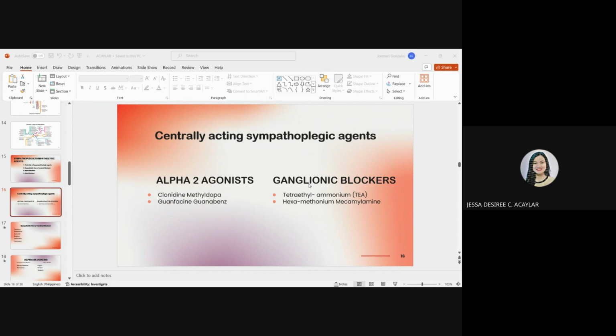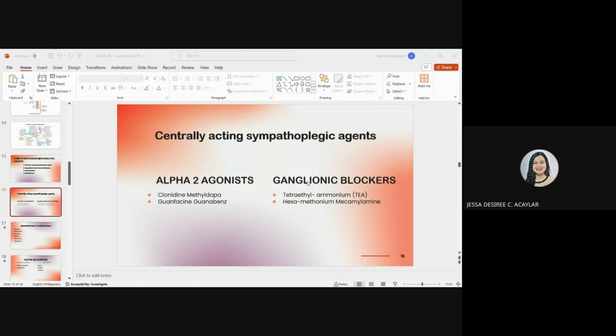Mechanism of action, it stimulates or activates central alpha-2 adrenoceptors, which are Gi-linked coupled receptors. It reduces central sympathetic outflow or reduces norepinephrine release from noradrenergic nerves. Lower heart rate, cardiac output, and or PVR may decrease sympathetic tone. So, if decrease po ang sympathetic tone, increase po ang parasympathetic tone. So, pag increase po ang ating parasympathetic tone, nagde-decrease po ang ating BP.